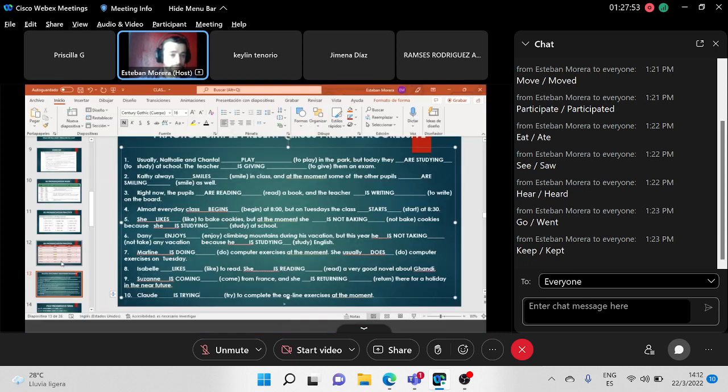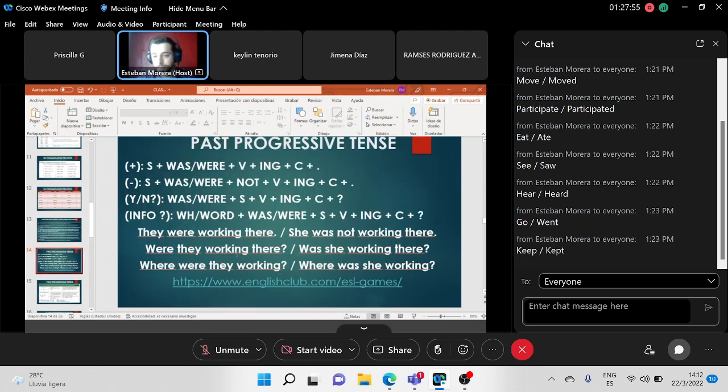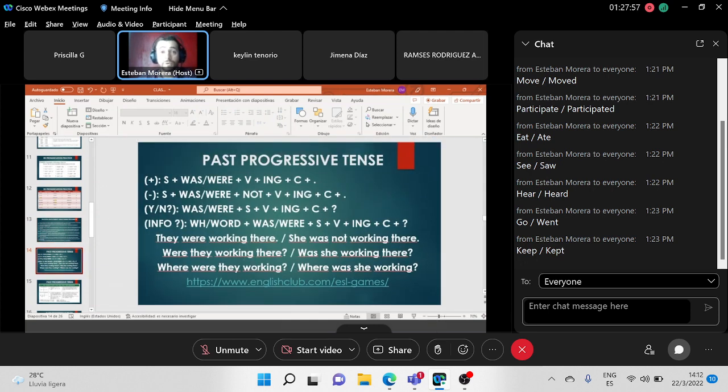Okay, so guys, pay attention to this part because this is new. I'm going to explain something that is new. I need you to increase the level of attention in this specific part. This is going to be a new topic, and it can be confused with simple past tense if you don't pay attention to it and if you don't understand the differences between simple past and past progressive tense.